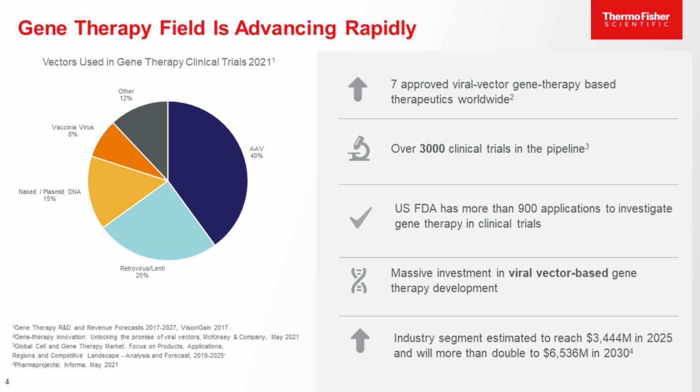Gene therapy is advancing rapidly, and we see remarkable viral vector-based drug approvals. Two notable AAV-based therapeutics are Luxturna for treating Leber congenital amaurosis type 2 and Zolgensma treating spinal muscular atrophy. There's an increasing number of clinical trials in the pipeline, reflected in the 900-something applications the FDA currently has to investigate. There's also a corresponding increase in investments in this area. The market is estimated to reach $3.24 billion in 2024, just in 2 years, and double again by 2023.